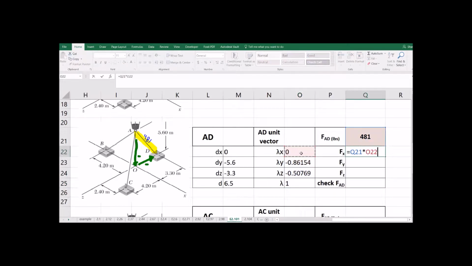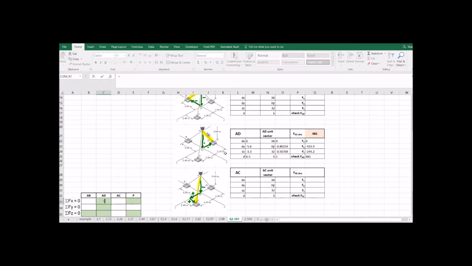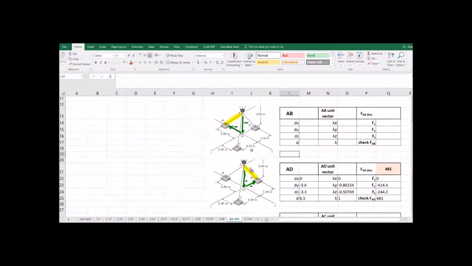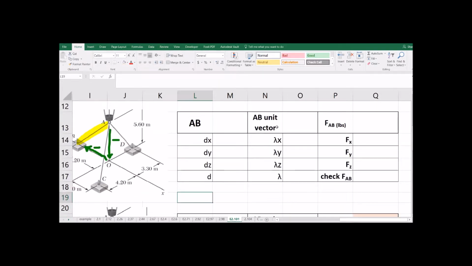Once we have our unit vectors, we just multiply that by the force. Dollar signs keep the cell constant, so you can copy the equation down. Checking to make sure that force still adds to 481. Okay, so we have the one cable we know filled in, and I'm going to copy those forces down into our force table.